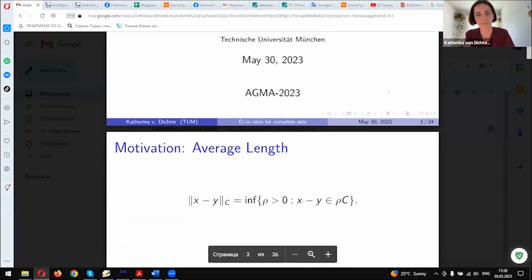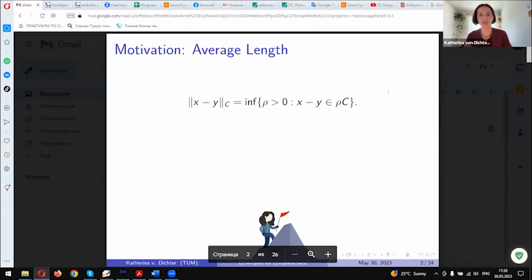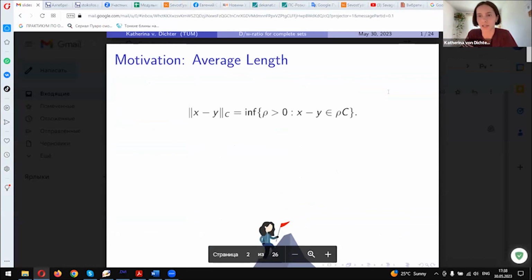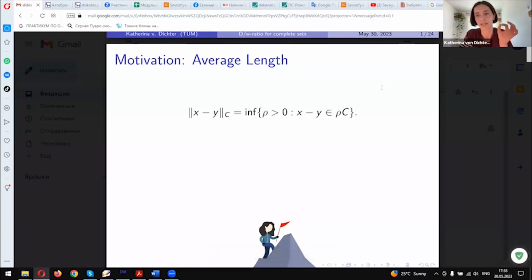Please, the next one. So we start with some motivation, which is average length. Imagine you want to climb up a mountain and you are interested in the length of your path, so the distance. Then you can fix your point X to be the bottom point of the mountain and Y the top one. The length of the distance can then be calculated as the gauge function of the vector X minus Y with respect to some unit ball C.